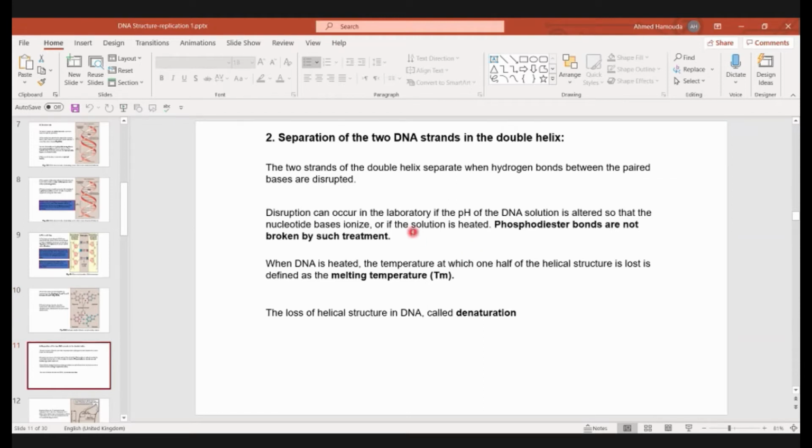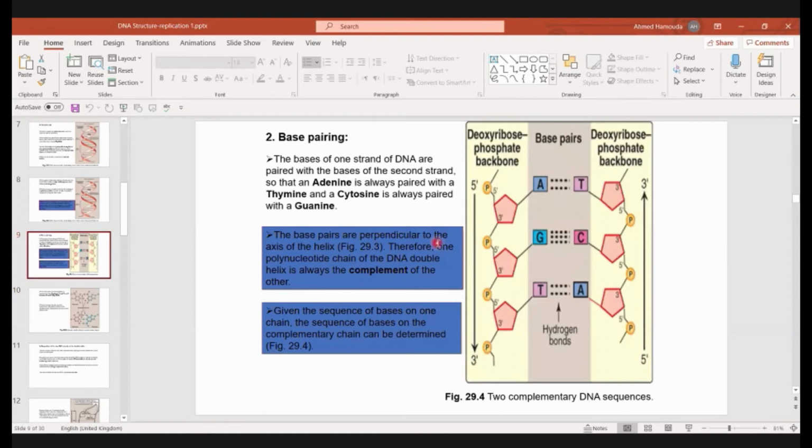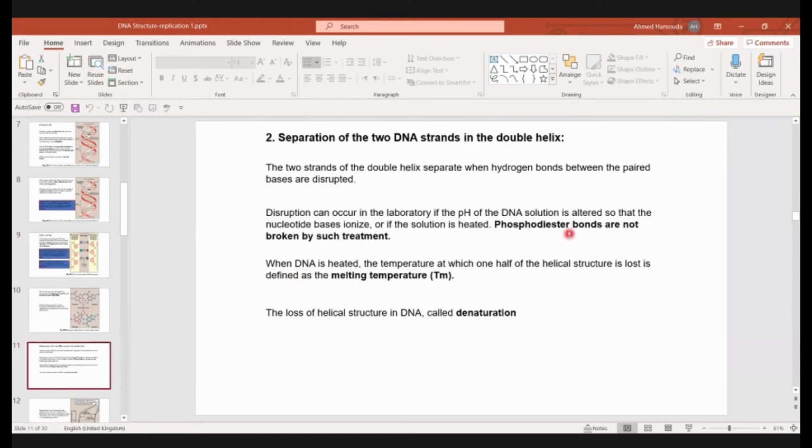So can we cut these bonds? Yes, of course we can, by disturbing the pH of a DNA solution. For instance, if we use an acidic solution, this will cut these bonds. We can cut the bond as well using heat. High temperature will cut the bonds. But importantly, you cannot cut the phosphodiester bonds. So the phosphodiester bonds are not broken by such treatment.